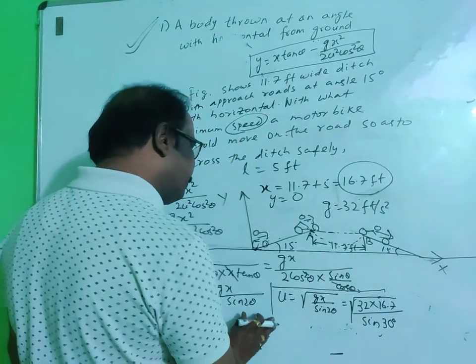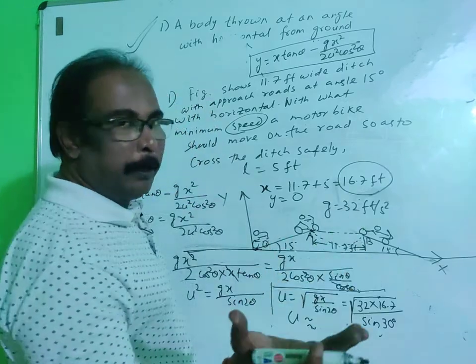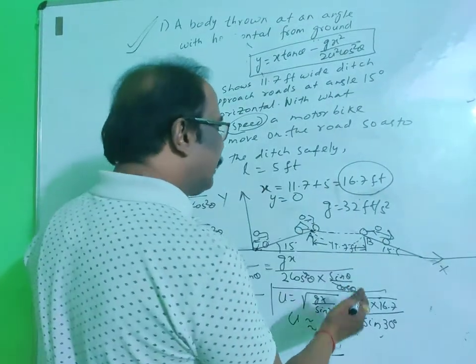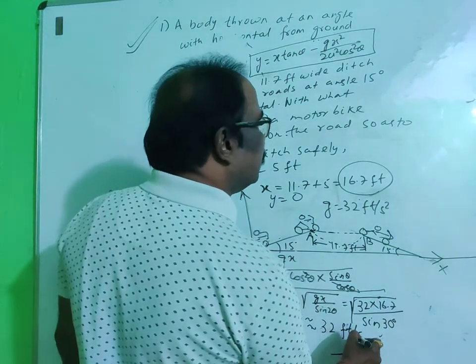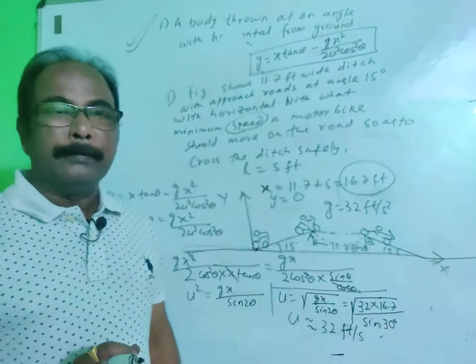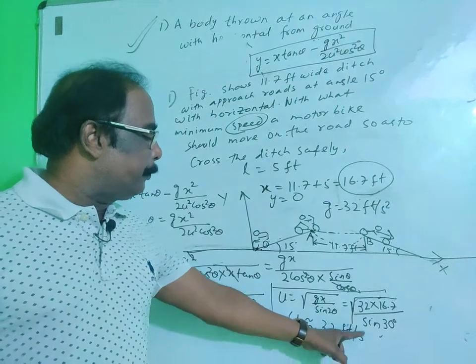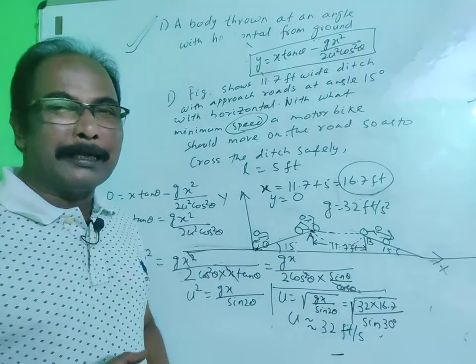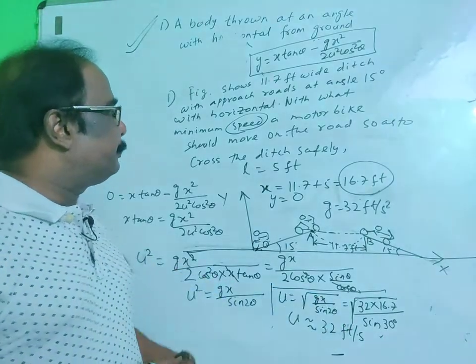Then solving it, approximately you will get u is equal to 32 foot per second. Actually it will come 32 point something. I have calculated, but in the book the answer given is 32 foot per second. The approximate answer is given, 32 point something will come. You will take it 32 foot per second.